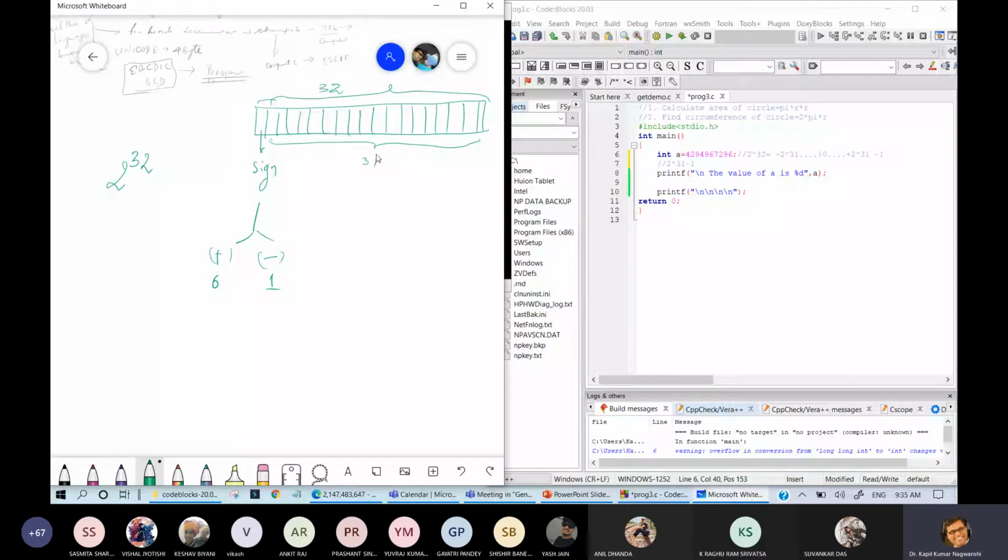31 are left, no problem. Now what numbers can you write? You can write 0, and this 0 is for sign. So 0 followed by 31 zeros. Agree or not? The first number will be 31 zeros, and this 32nd zero is the sign, so it says that plus 0 is there. Agree or not?